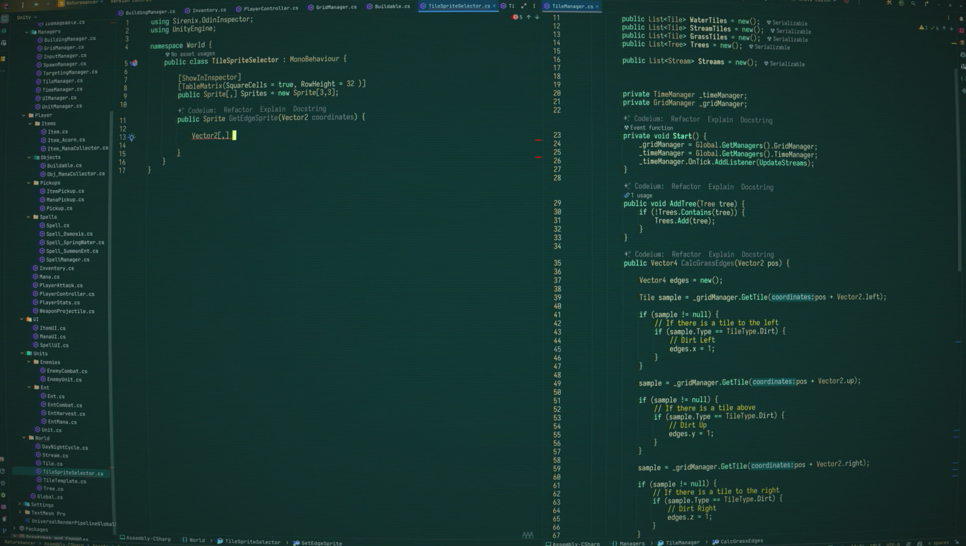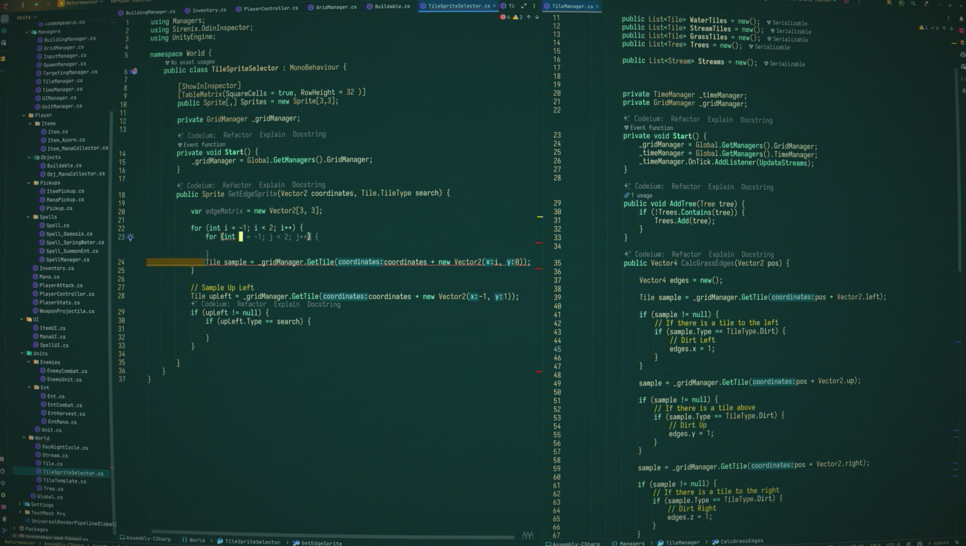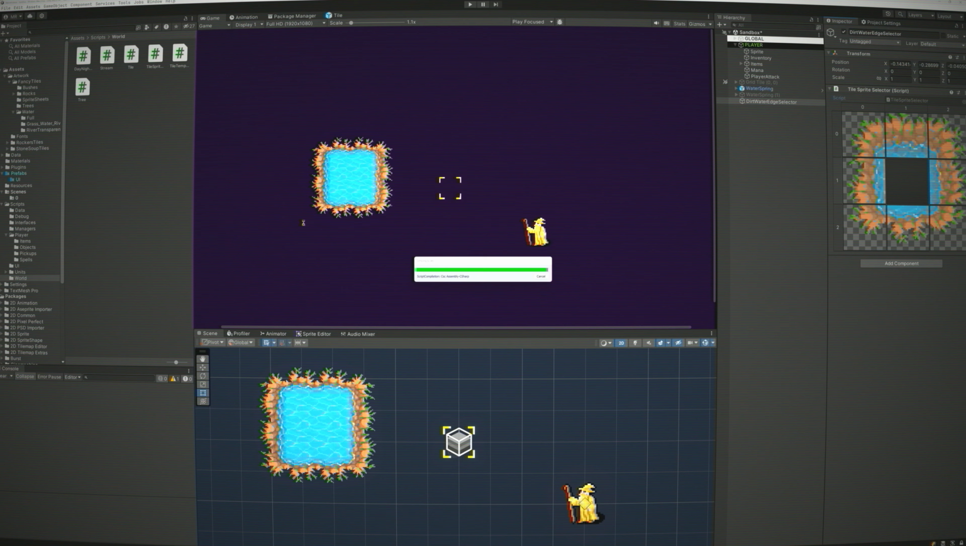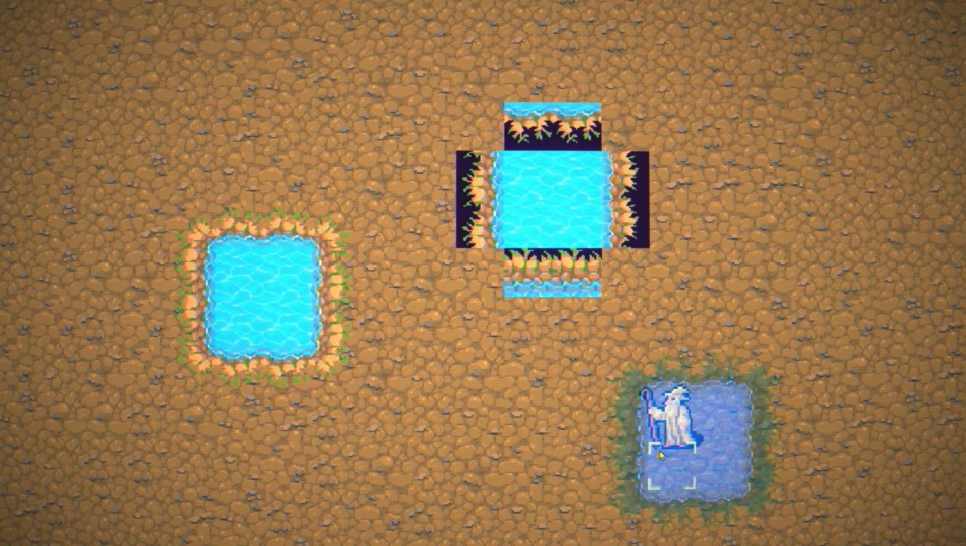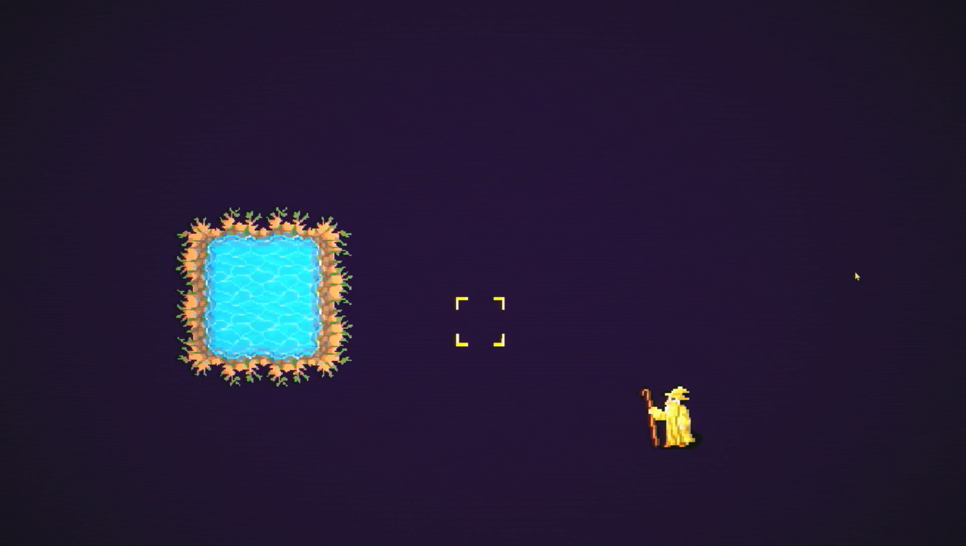This was my first of many attempts to solve the problem of how to calculate the edges of water and stream tiles. I was just trying to figure it out on my own, but the first trials were not going well.